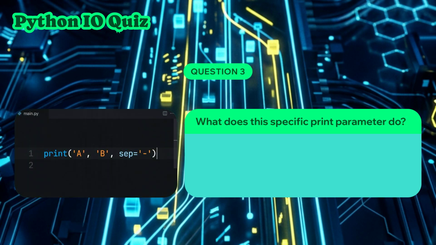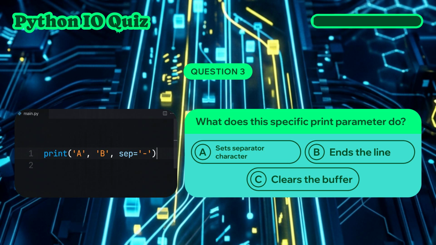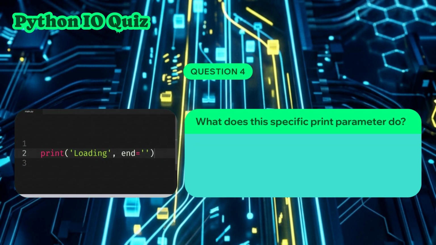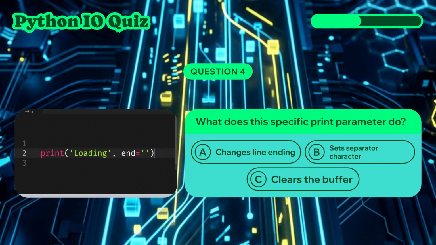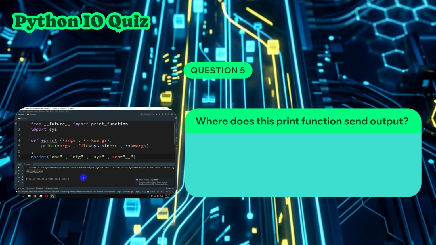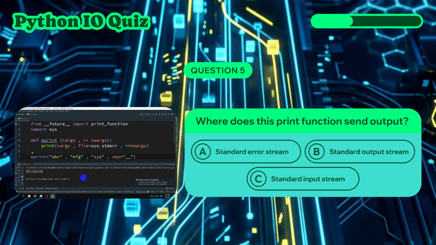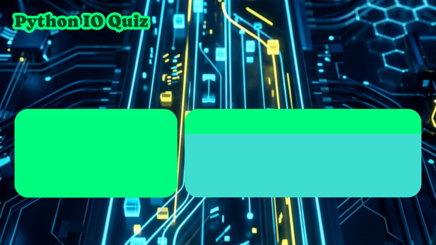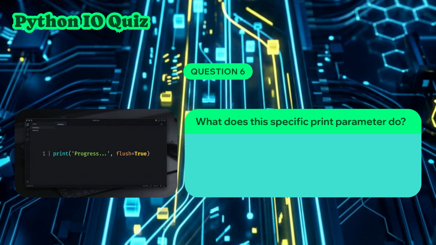What does this specific print parameter do? What does this specific print parameter do? Where does this print function send output? What does this specific print parameter do?